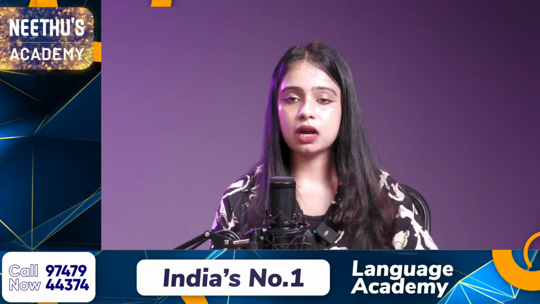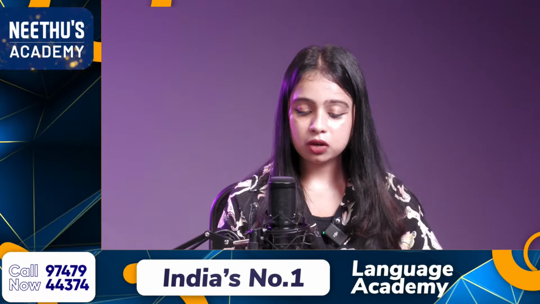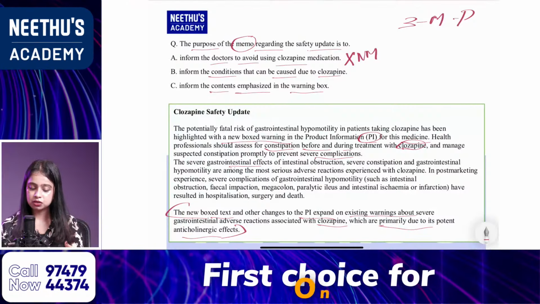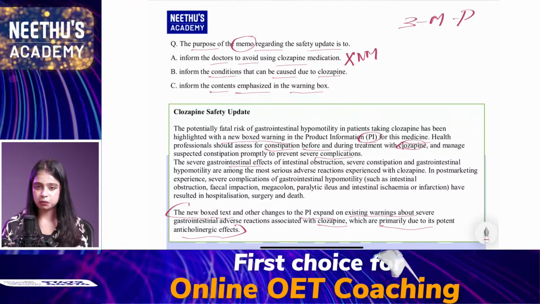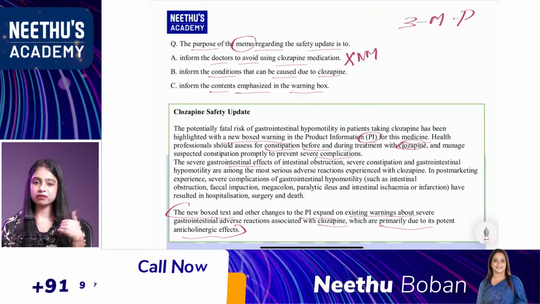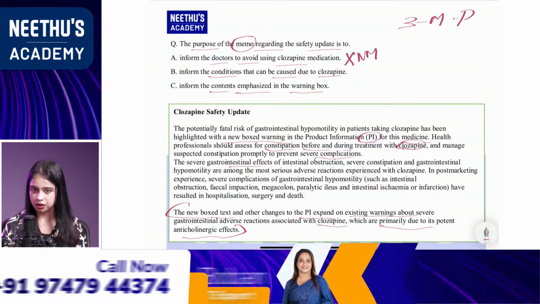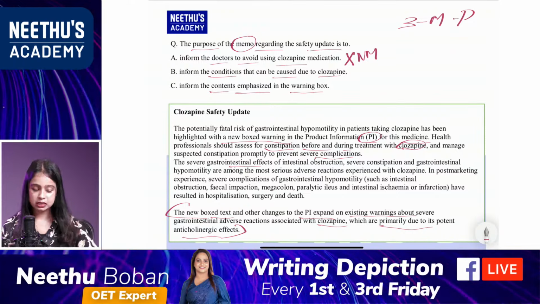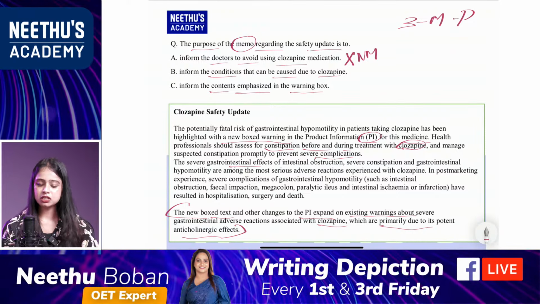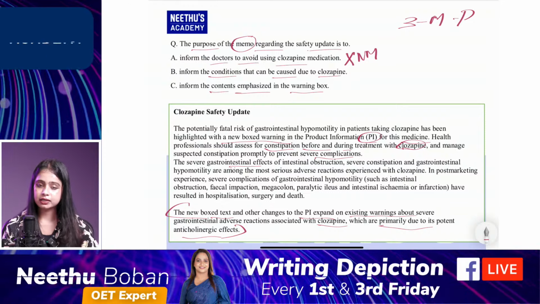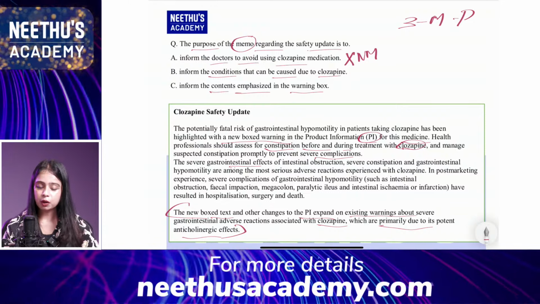I'm starting with option A: inform the doctors to avoid using clozapine medication. I'm going to eliminate option A. Why? It's not mentioned anywhere in the paragraph. This is like information to the doctors who can avoid clozapine medication. It's not about avoiding the medication, so it's not mentioned anywhere in the paragraph. Yes, very good Riba, option A is not about avoiding the medicine, right? And what about option B?